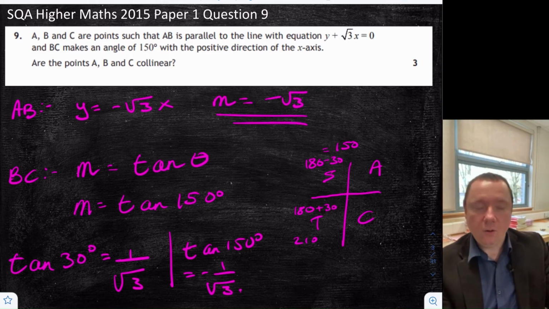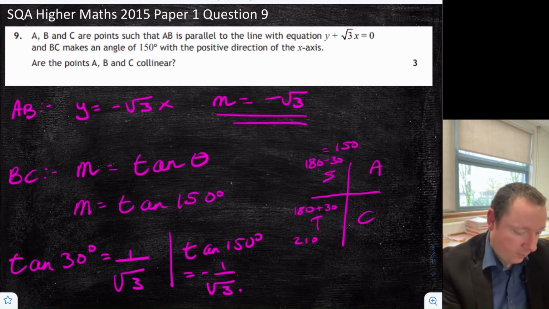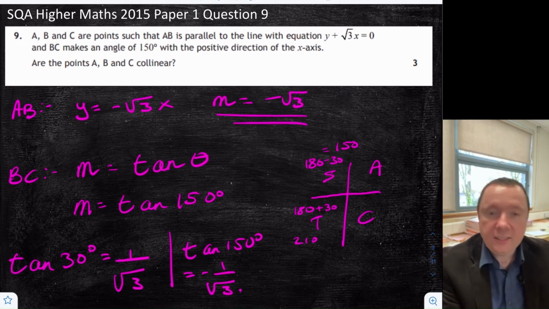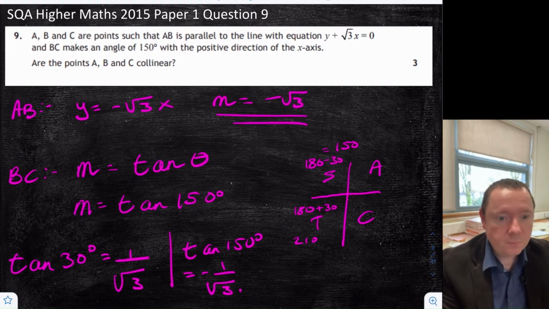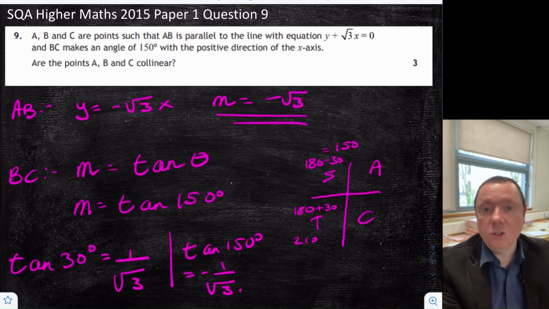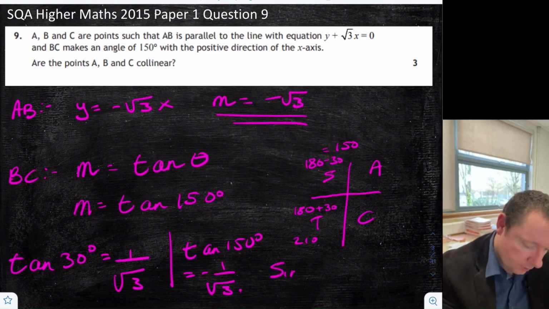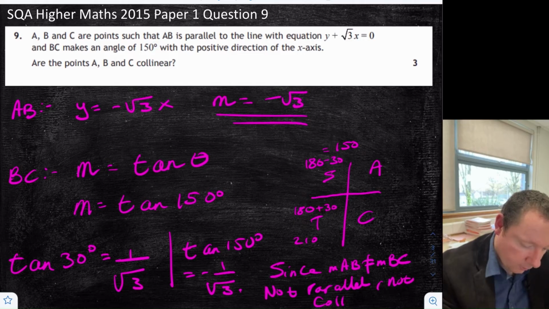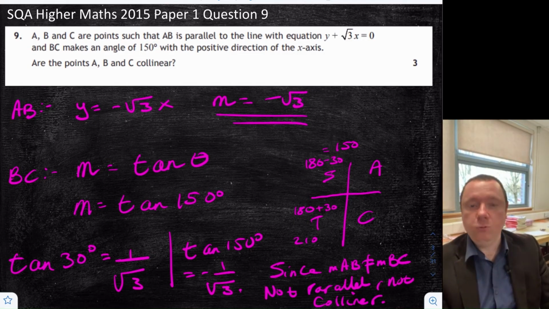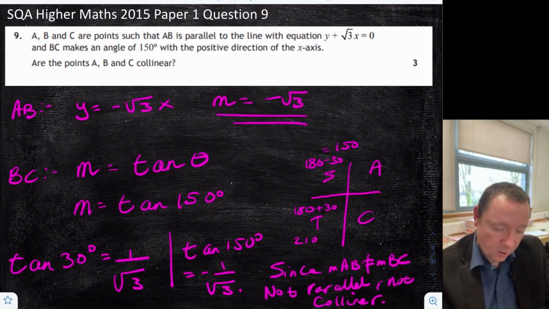And then we can just make a little statement. Since the gradient of AB doesn't equal the gradient of BC, the lines are not parallel, and so they're not collinear. Not parallel, so not collinear. Now, if they were equal, you would then say they are parallel, but since B is a common point, they're collinear.